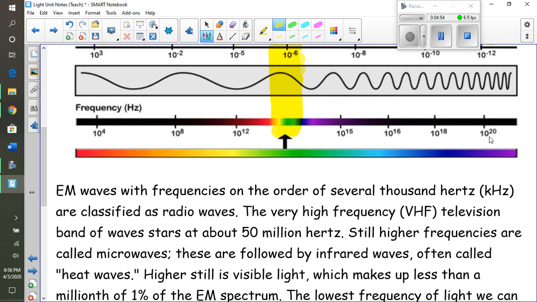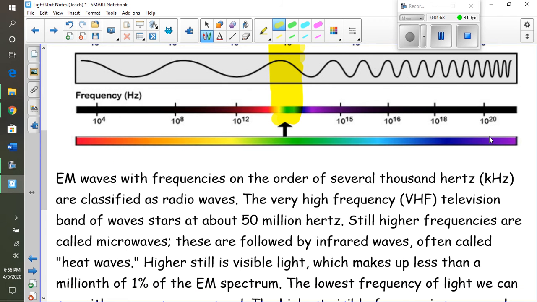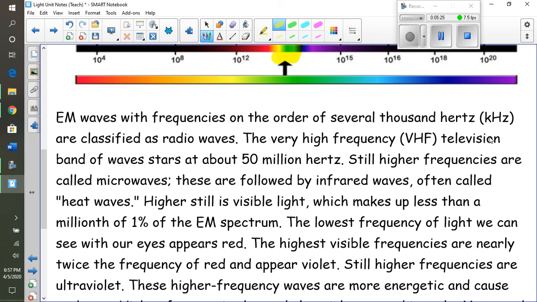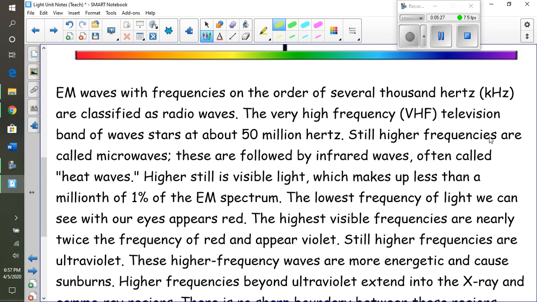So EM waves with frequencies of several thousand hertz are classified as radio waves. When you tune into your radio, you may notice something like 99.3 megahertz. That would be an example of a radio wave. Very high frequencies, television is about 50 million hertz. Still higher frequencies are called microwaves. We use those in microwave ovens. Then on up, infrared is often called heat waves.